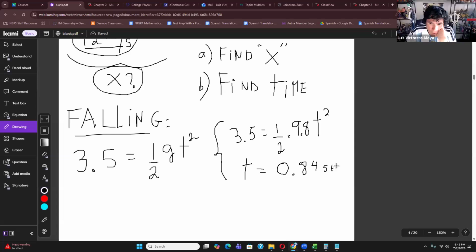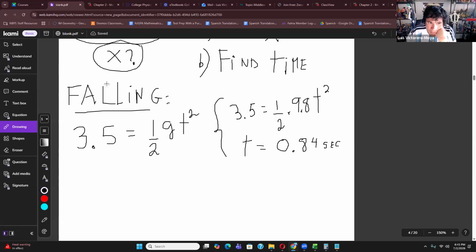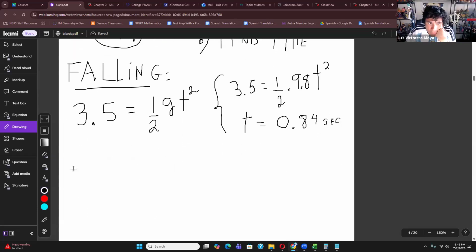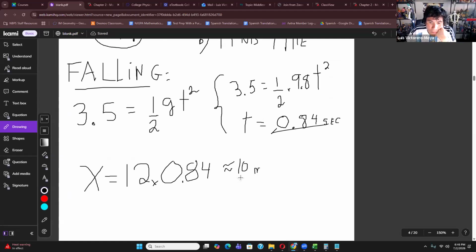0.84 seconds. So now, like he said, you track it backwards to the 12. To find x, since it's constant speed, distance x equals speed times time. And that is about 10 meters. If you round it, it's about 10 meters. How about that? Easy, right? Once you realize, look, it's just one step, 2 steps.